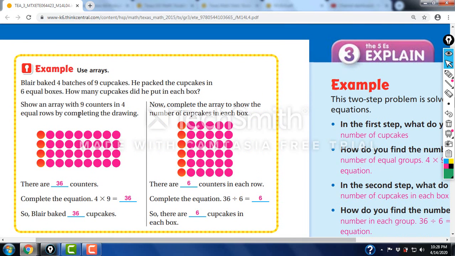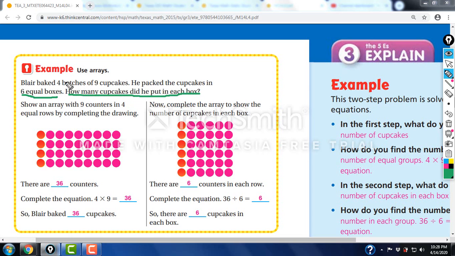This is the section that you're going to be filling out right now, because you have this one. Your page only shows this one. So Blair baked 4 batches of 9 cupcakes. He packed the cupcakes in 6 equal boxes. How many cupcakes did he put in each box?